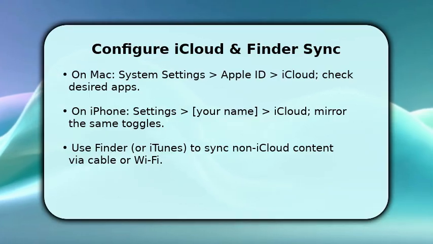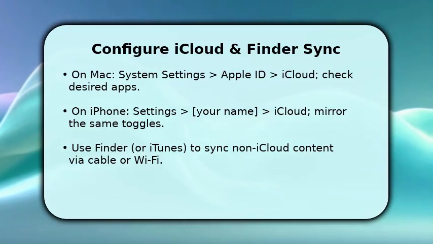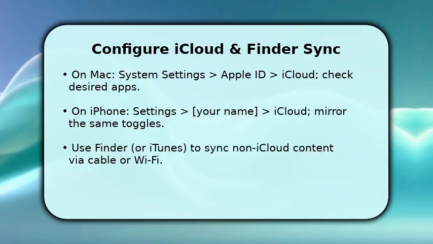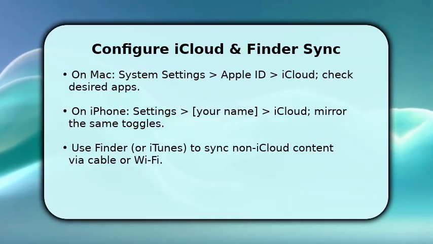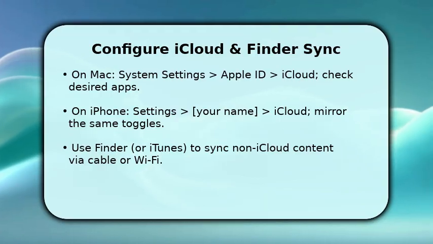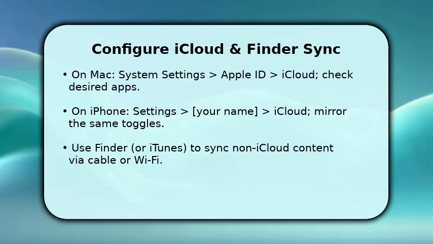Now configure detailed sync options so data flows correctly. On your Mac, open System Settings, go to Apple ID then iCloud and enable Photos, Contacts, Calendars, and other services you want. On the iPhone, mirror those same iCloud toggles in settings under your name so both sides agree.